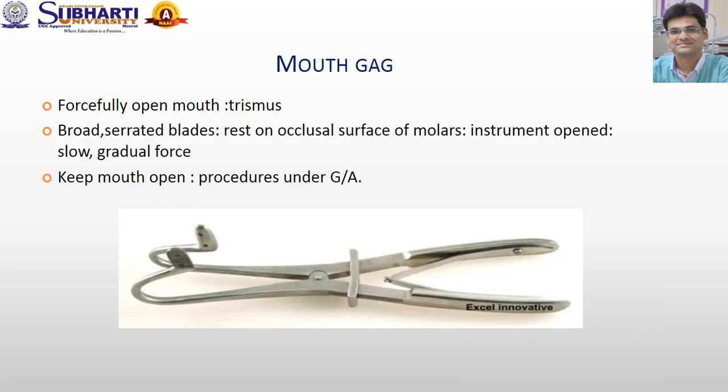Apart from mouth prop, we can use a mouth gag which can open the mouth forcefully in cases of trismus. This instrument has broad serrated blades and these blades rest on the occlusal surface of the molars. The instrument is opened up slowly and gradually force is generated, which leads to release of trismus and results in opening of the mouth. This instrument is usually used under sedation or under general anesthesia.